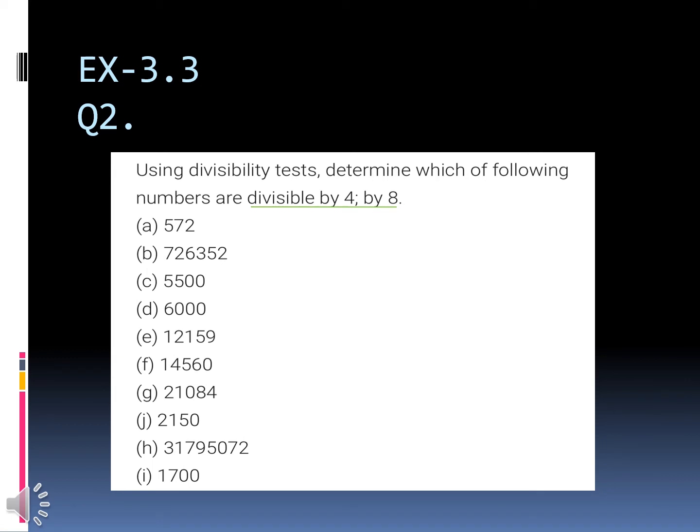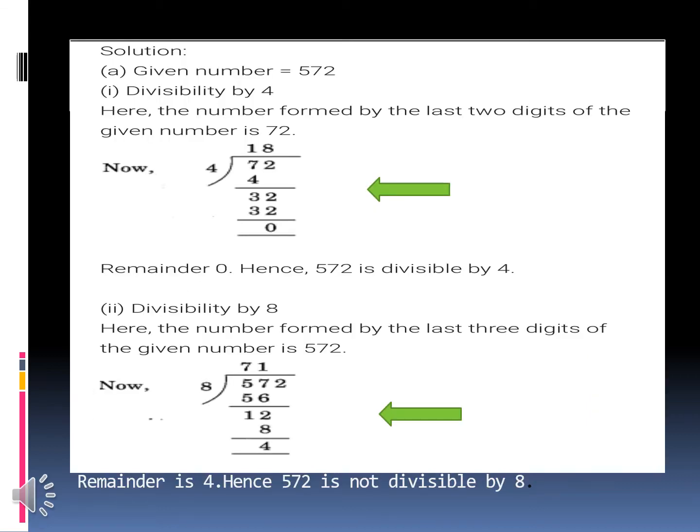Let's move on to question number 2. Using divisibility test, determine which of the numbers are divisible by 4 and by 8. So again, you have to check the divisibility by 4 and 8. So let's continue with the A part. The number is 572, and we have to check the two divisibility rules, that is by 4 and by 8. So we will do it one by one.